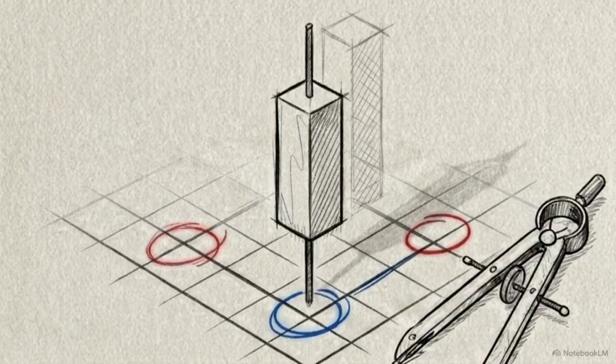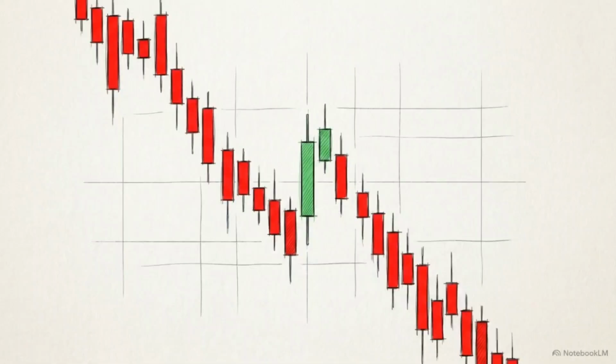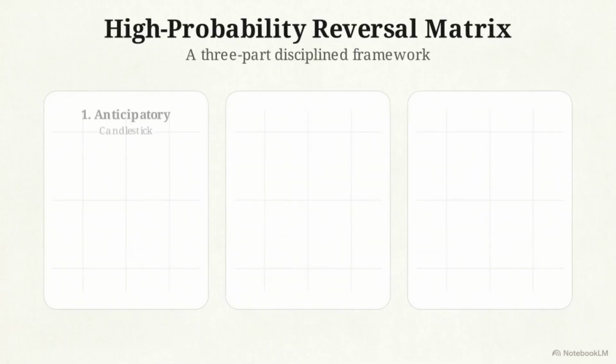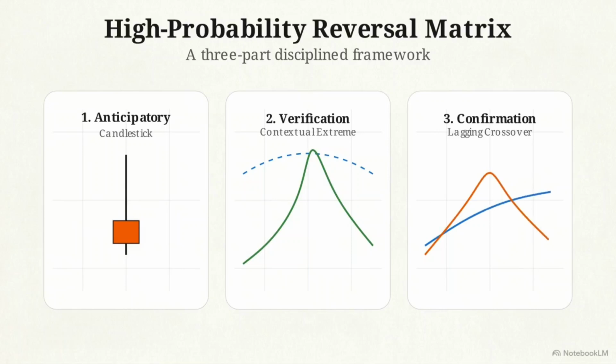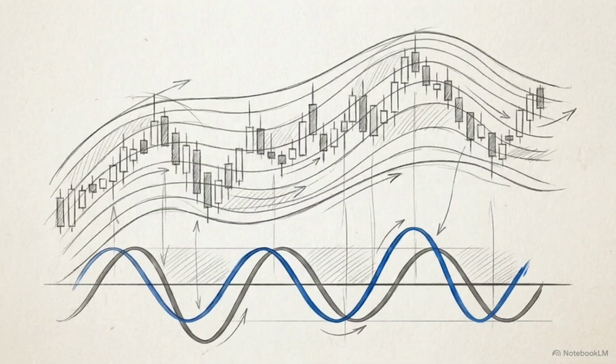registers on traditional metrics. However, trading a single candlestick pattern in isolation creates a mathematical vulnerability. A shape alone does not guarantee a reversal. High-probability trading requires a specific 3-part framework. We need an anticipatory signal from the candlestick, verification that the market is at a contextual extreme, and finally, lagging confirmation to prove the trend has actually fractured. This 3-part matrix aims to validate reversals through independent layers of evidence.